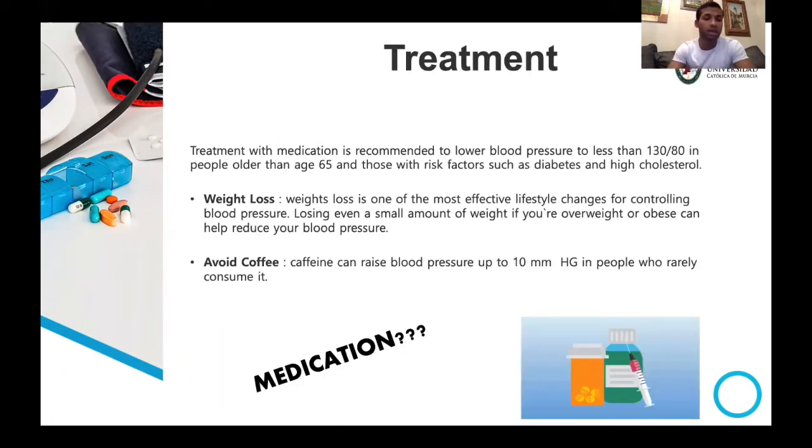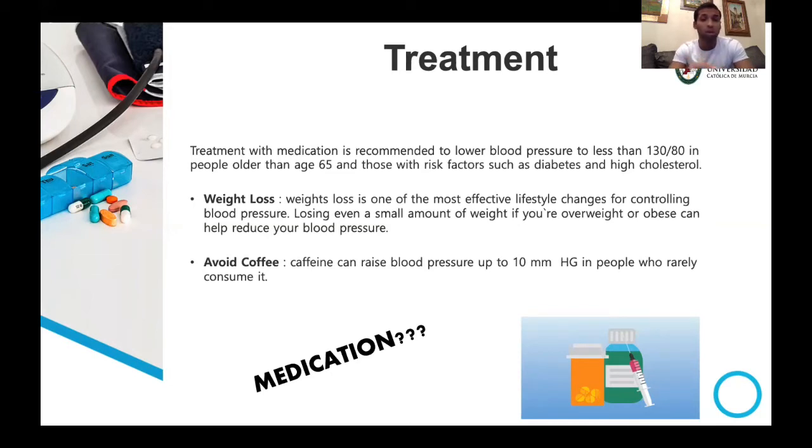Okay, the treatments, the kinds of medication that we should take as precautions for our health. Treatment and medication is recommended to lower blood pressure to less than 130 by 80 in people older than 65, and those with risk factors such as diabetes and high cholesterol. So if we have weight loss, avoid coffee, and even exercise, but I'll explain more on these, these treatments can reduce our chances of getting high blood pressure. Weight loss is one of the most efficient lifestyle changes for controlling blood pressure.